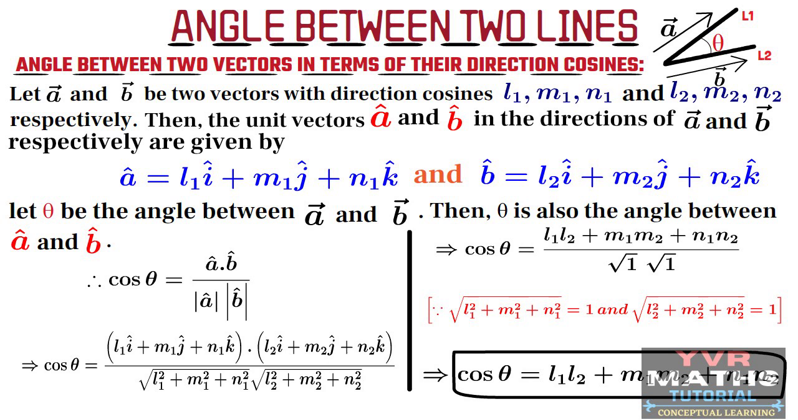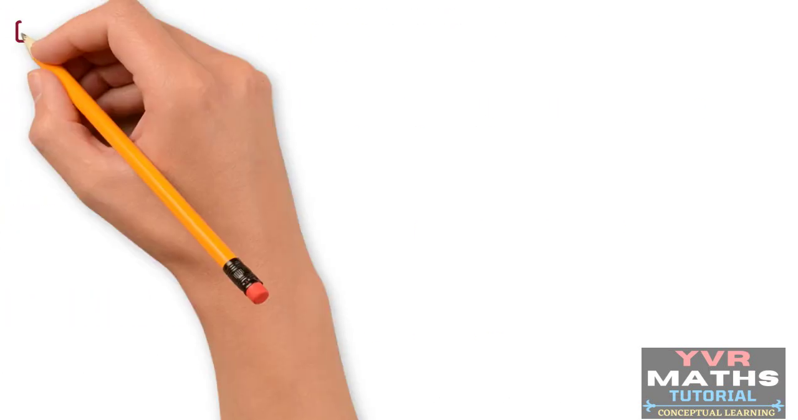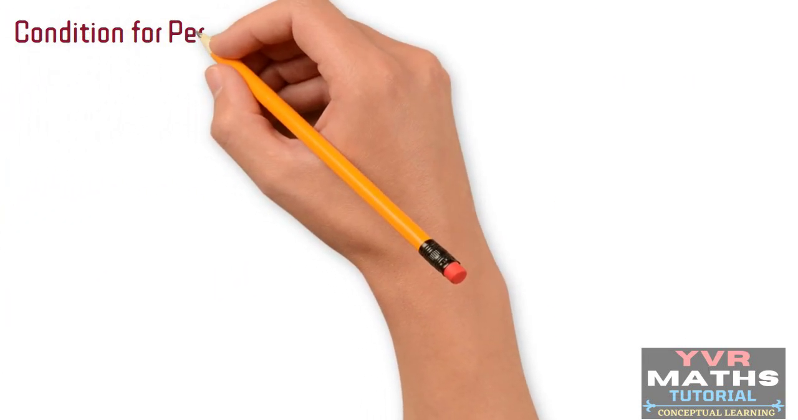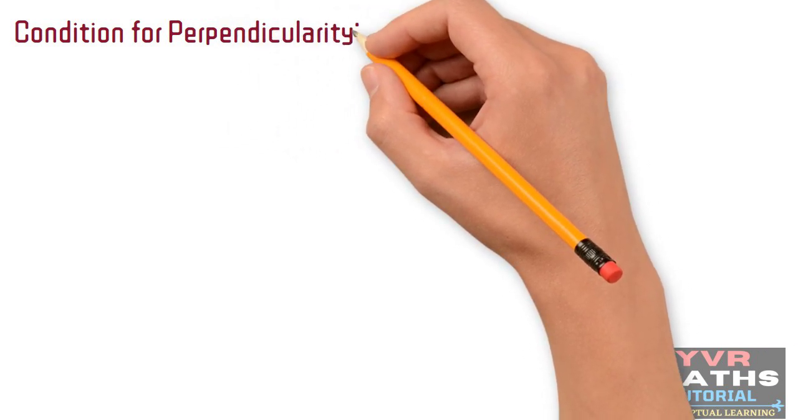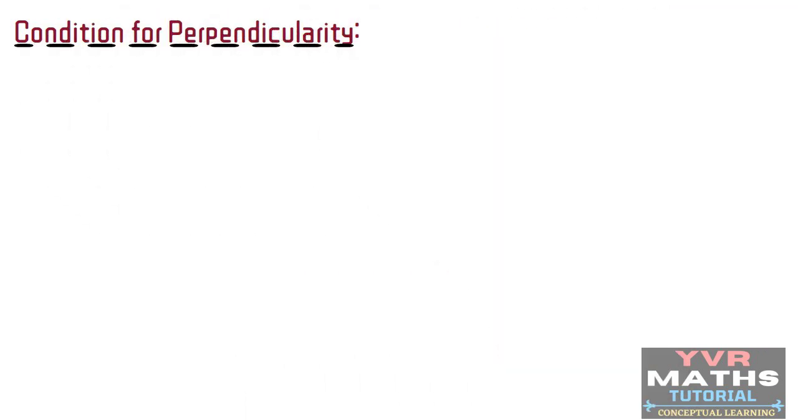What are the cases? If the lines are perpendicular, then what is the condition? Or if the lines are parallel, then what is the condition? So first of all, we will discuss perpendicularity. Condition for perpendicularity: suppose the two lines are perpendicular, then the vectors which are parallel to the two lines should be perpendicular.